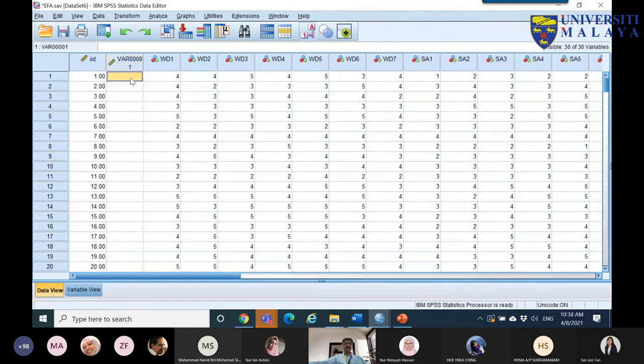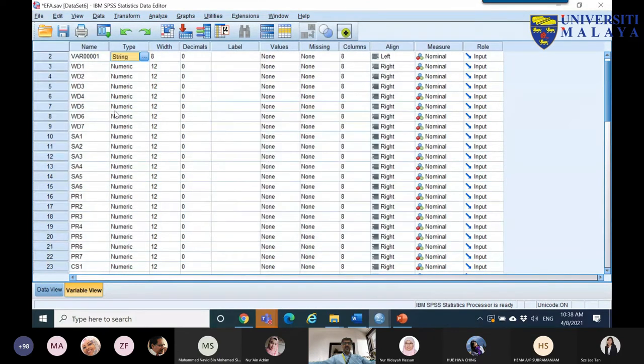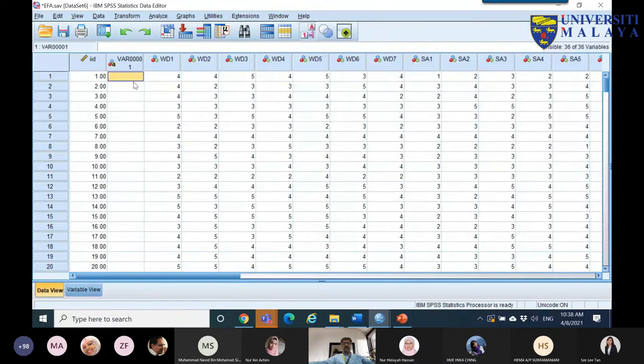Clear, insert a variable. Suppose that you enter numbers. I have to convert it to the string first. Suppose that you originally, especially for those people who use online surveys when they want to import data, those platforms provide text to you. So then you need to convert it to numbers.